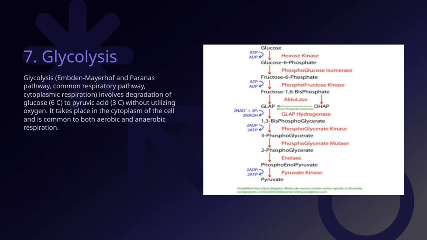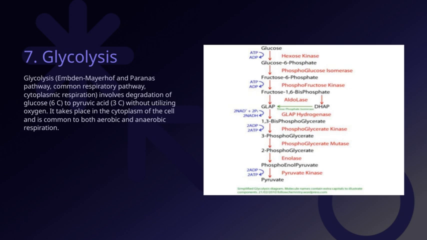Glycolysis, also known as the Embden-Meyerhof-Parnas pathway, is a fundamental process in cellular metabolism. It's often referred to as the common respiratory pathway because it's shared by both aerobic and anaerobic respiration. Essentially, this pathway involves the breakdown of glucose, which has 6 carbon atoms, into 2 molecules of pyruvic acid, each with 3 carbons. One of the key points to remember is that this process occurs in the cytoplasm of the cell, making it accessible and efficient.